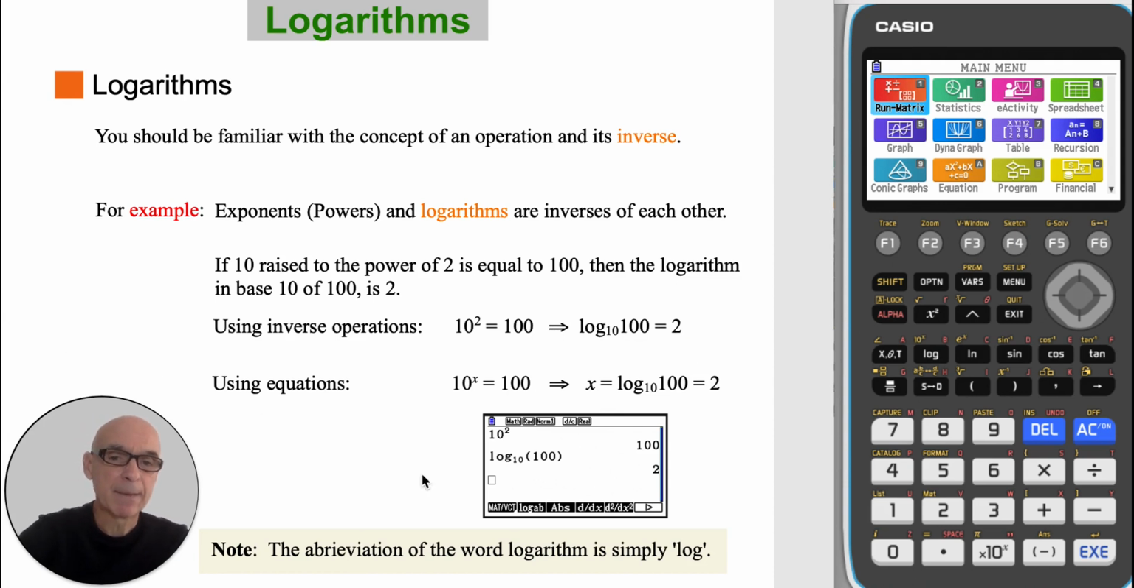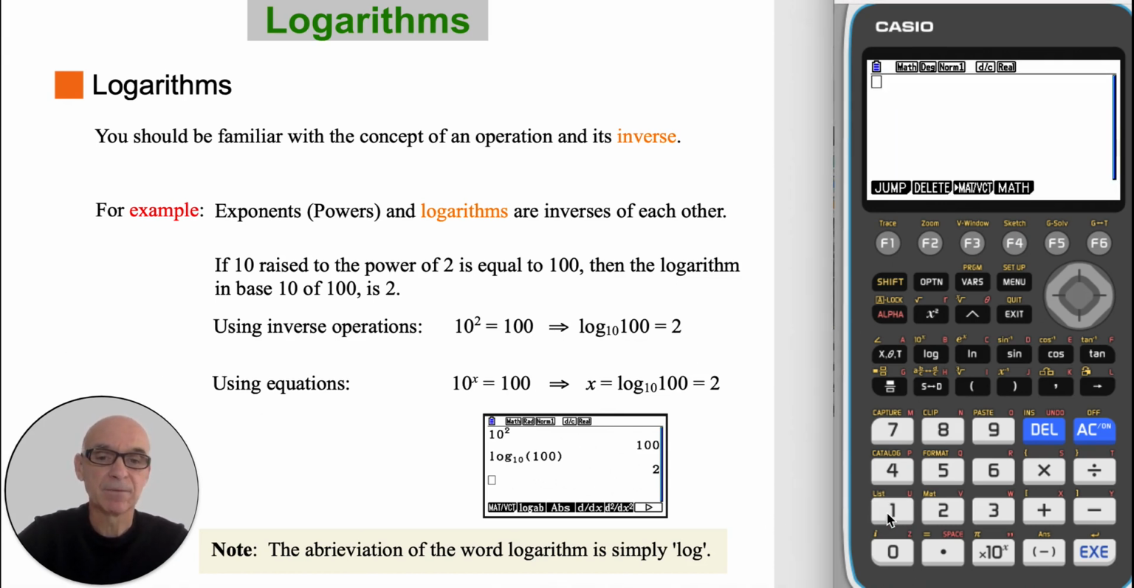This can be demonstrated on the calculator. 10 to the power of 2 is equal to 100, and the logarithm in base 10 of 100 is equal to 2. Notice that the abbreviation of the word logarithm is simply log.